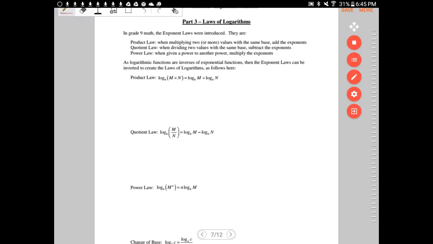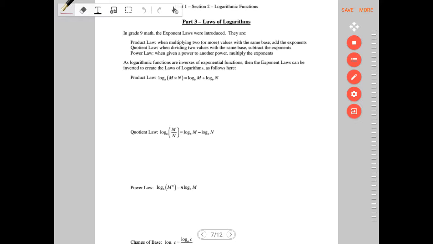Part 3. Laws of Logarithms. In grade 9 math, the exponent laws were introduced. We had the product law, which of course when you multiply two things with the same base, we would add the exponents.